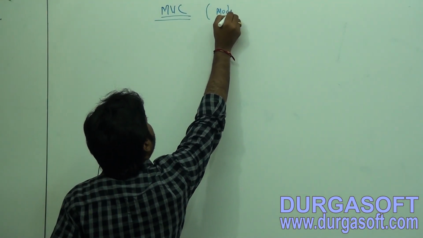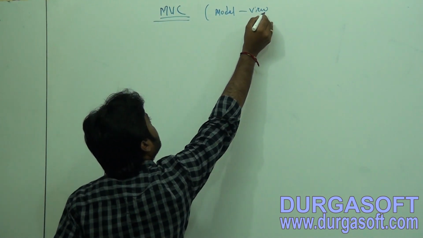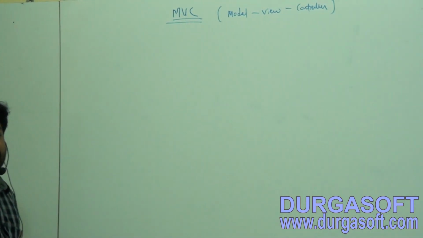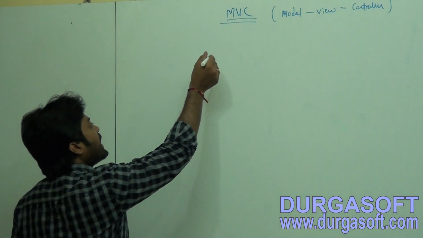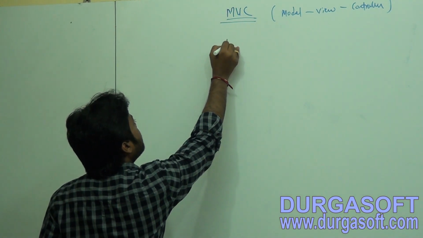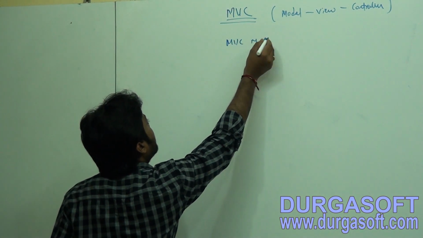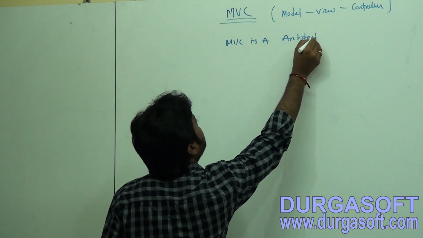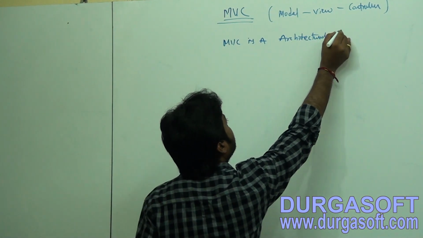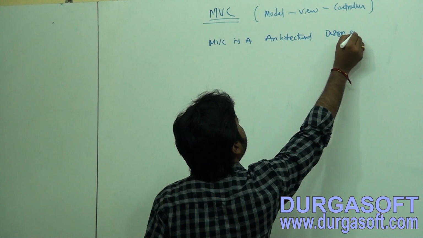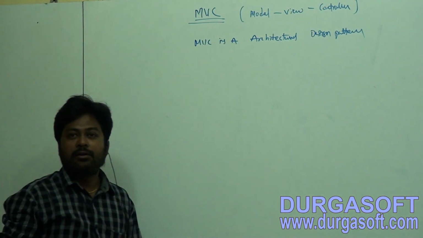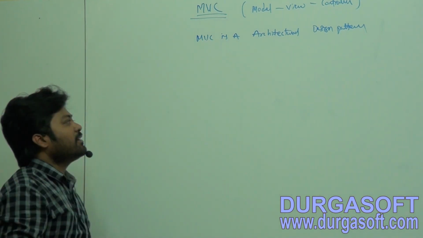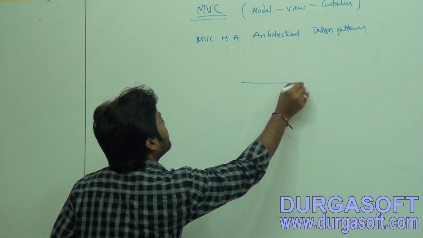MVC stands for Model View Controller. This Model View Controller is a simple design pattern. MVC is an architectural design pattern. It is an architectural design pattern to architect your application.